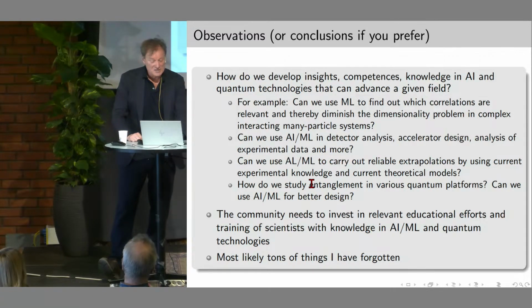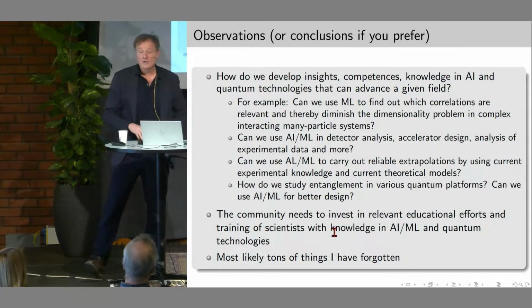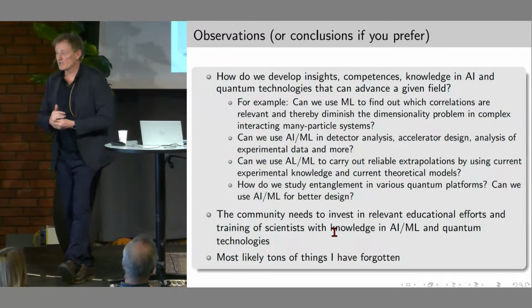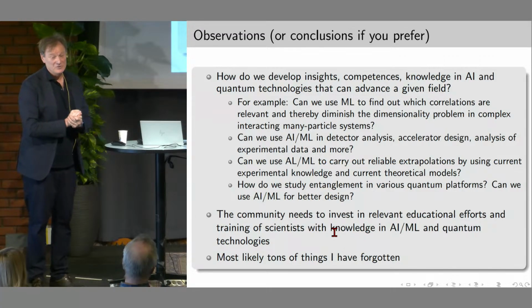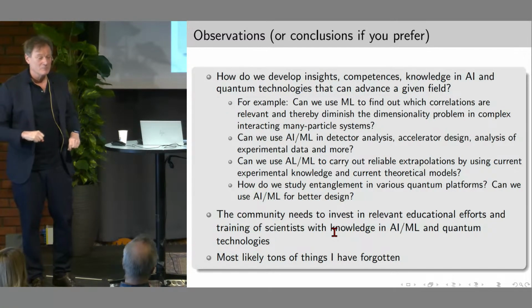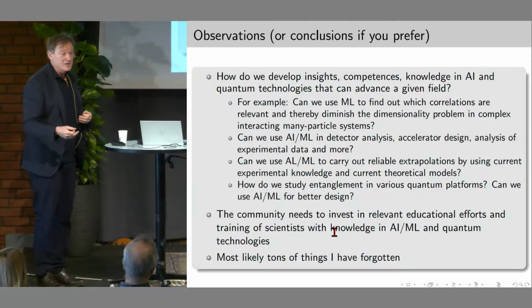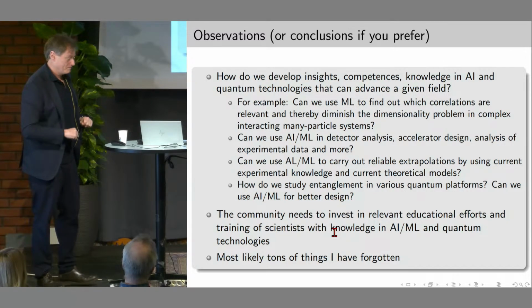So these are just things which I am interested in, and also how do we use entanglement in various quantum platforms? Can we use AI, ML for better design? I have always been obsessed with educational efforts, for those who know me. And I think this becomes even more important nowadays because it has to do with the literacy of the population, and at the very end, the development of democracies, if you want to put it in a longer perspective. Having a fundamental understanding of what this means is crucial.